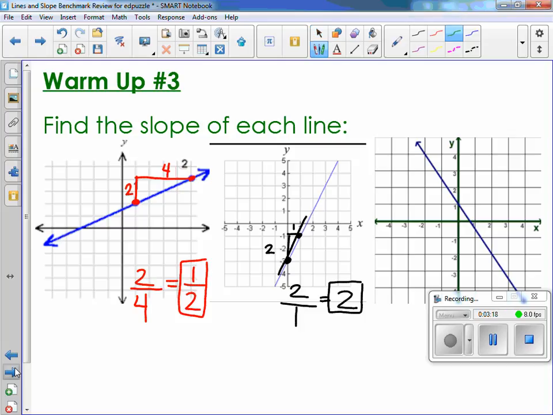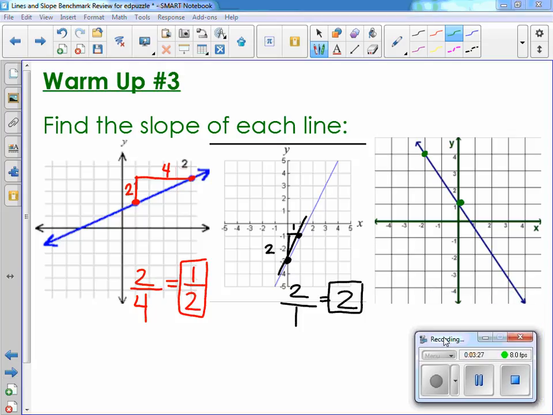All right, the last one, I see a point here, and I see a point up there. See if you can find the slope of that one now. All right, my rise is 3, my run is 2, so the slope is 3 over 2, but it's going downhill, so it's negative, and that cannot be simplified, so just make sure you include the negative.